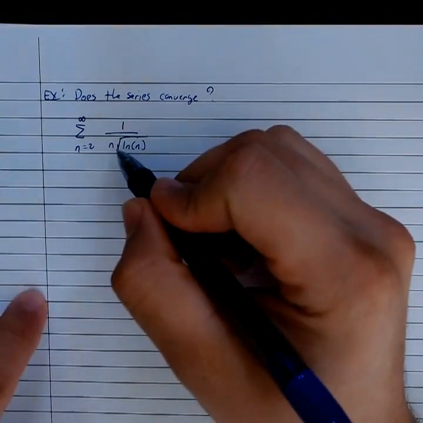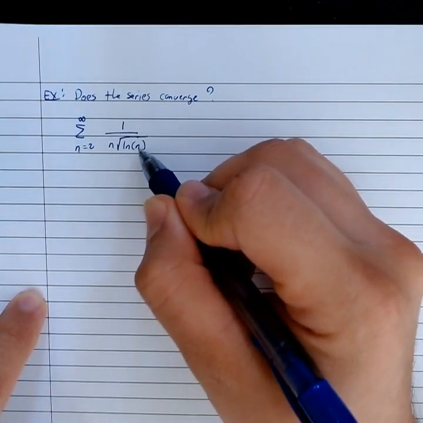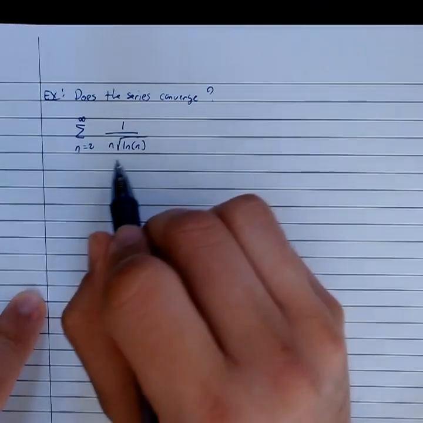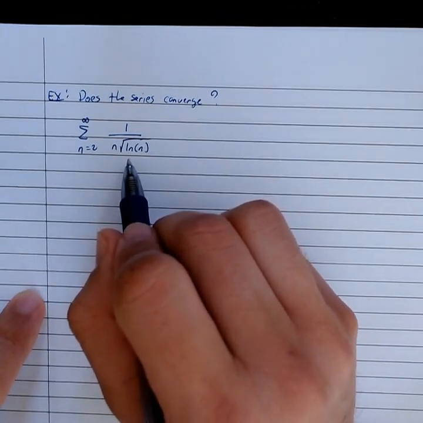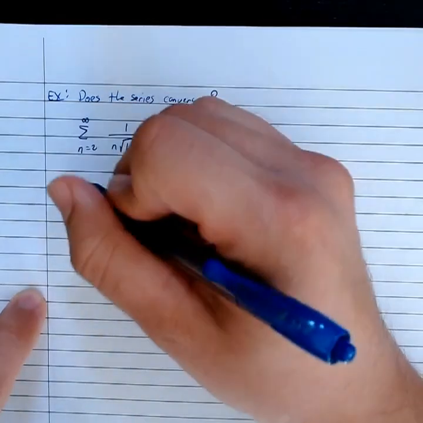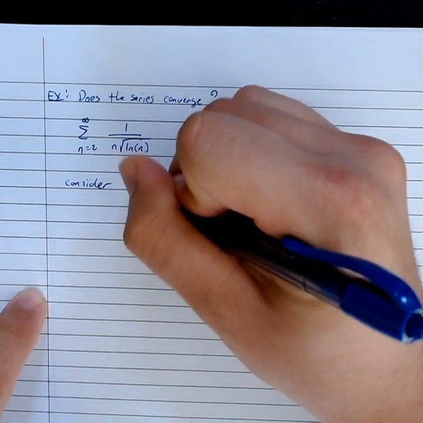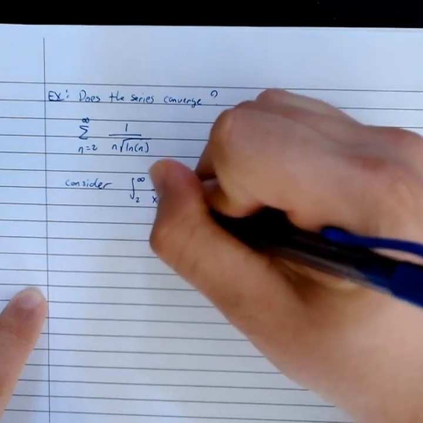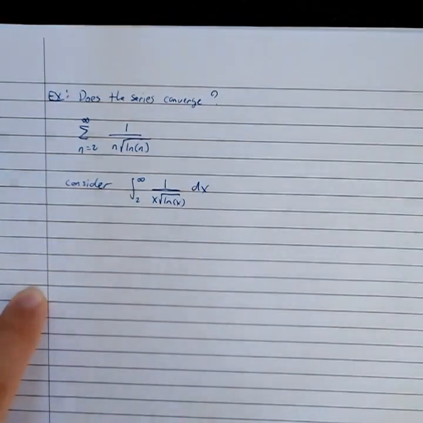So for this one, we recognize, hey, look, 1 over n square root of natural log of n. If these were x's, this looks just like one of the u substitution problems that we have in chapter 5. So here, let's take a look at the integral. Consider the integral from 2 to infinity of 1 over x square root of the natural log of x dx. So we're going to consider the integral version of this.